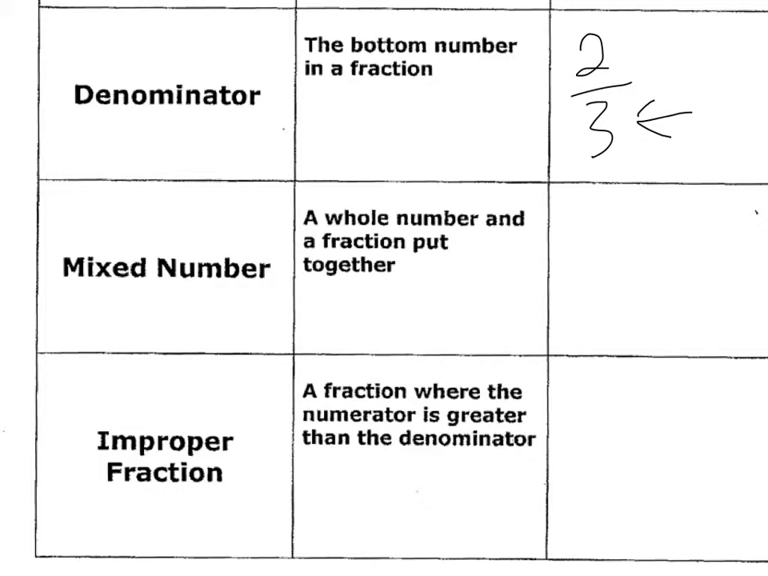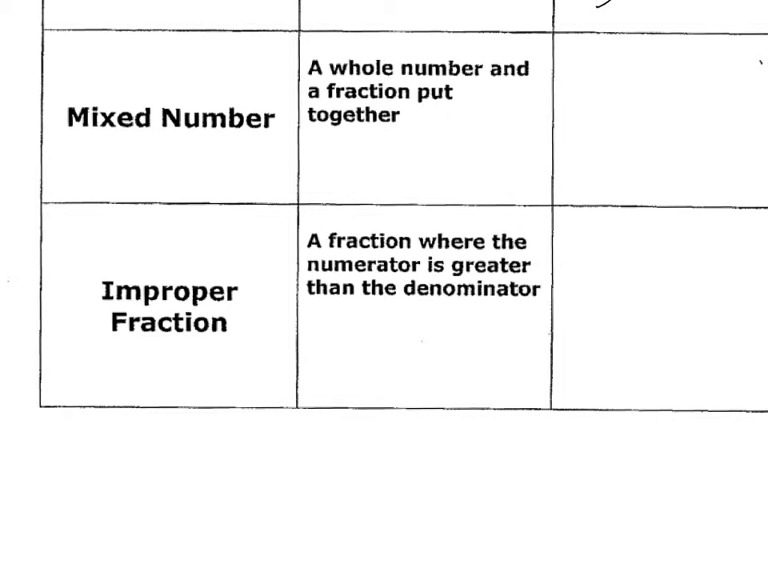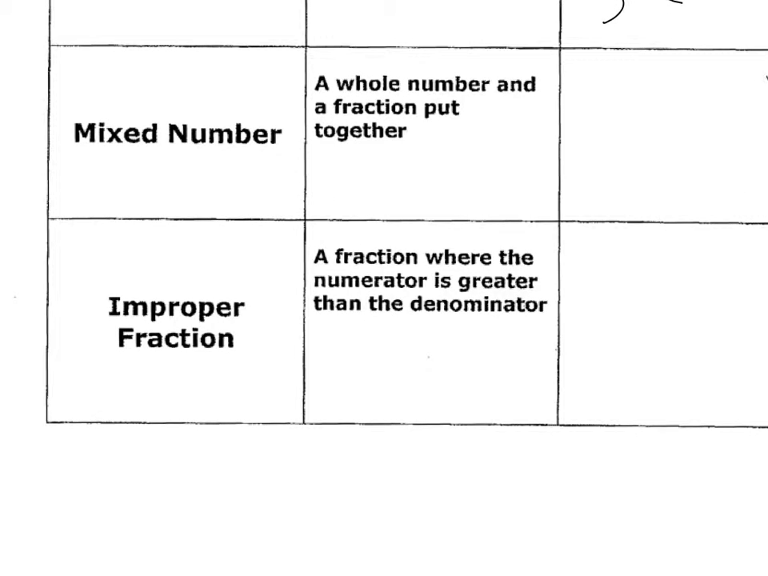Now, the two things that I want to look at that you may not have seen before are mixed numbers and improper fractions. A mixed number is just a whole number and a fraction put together. So for example, we could have 3, and then you just have a fraction behind it. Let's just put 1/3. So that's a mixed number, a whole number, then a fraction behind it.